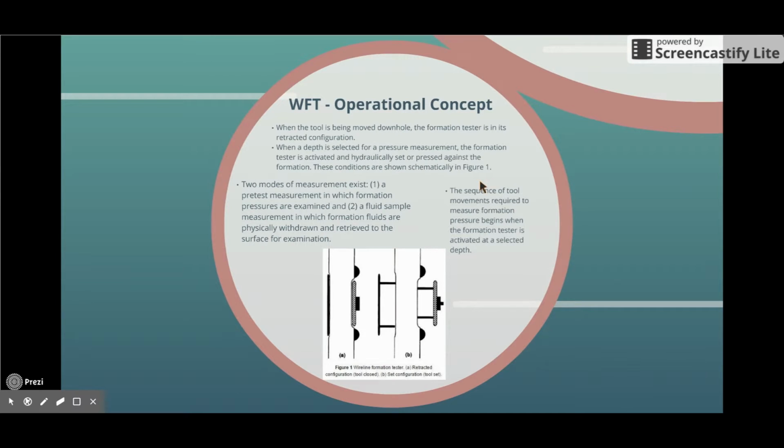When the tool is being moved downhole, the formation tester is in retracted configuration. When a depth is selected for a pressure measurement, the formation tester is activated and hydraulically set or pressed against the formation. These conditions are shown schematically in Figure 1.